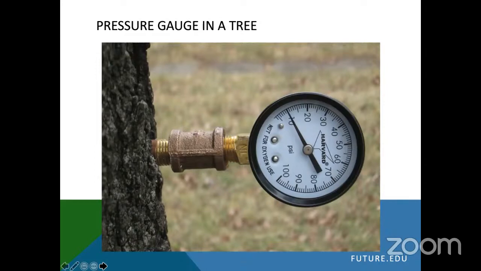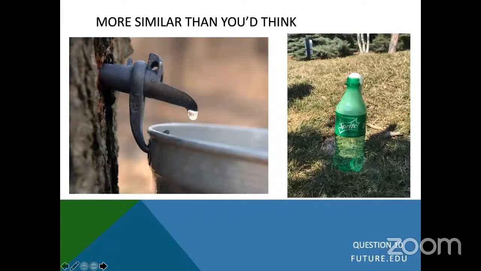So I put a tap in my tree. The tree's pressurized, just like your tire is pressurized, and you put a hole in it. The air is going to come out. Here, the tree is pressurized. You put a hole in it, and the gas is going to come. The sap is going to come out. But just like the soda bottle, so is the gas going to come out.